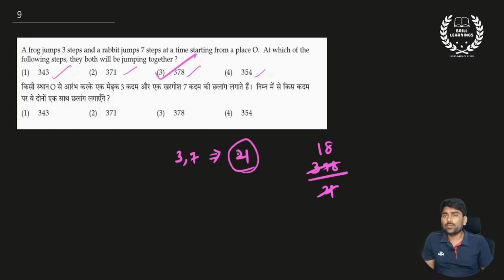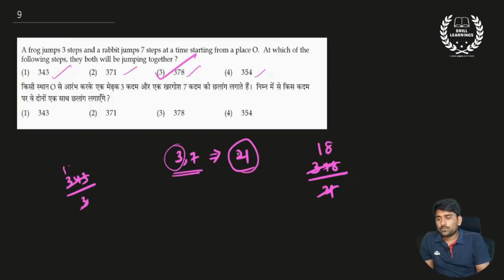If you want to eliminate, you can check with these options also. I'll take 3. First option, whether 3 is a factor or not, let's check. 343 by 3. 3 ones are 3, 0, 3 ones are how much? Some fraction is here, so this is not our answer. Let's check 371 by 3. 3 ones are 3, 3 twos are 6, 11, 3 3s are 9. So this is also not our answer.